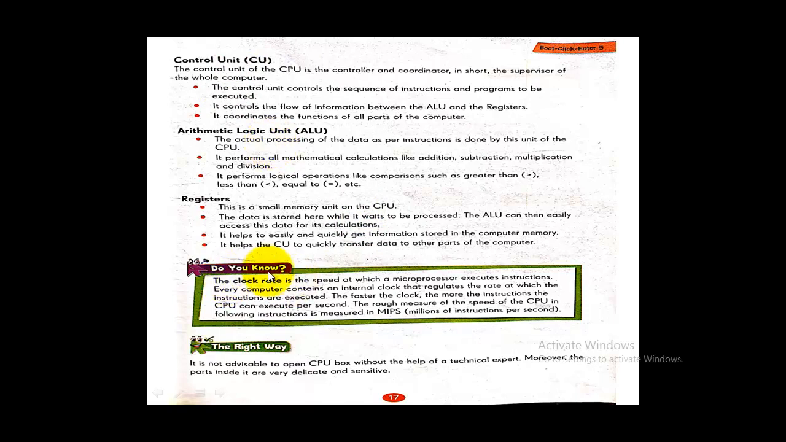Now, do you know the clock rate is the speed at which a microprocessor executes instructions? Every computer contains an internal clock that regulates the rate at which the instructions are executed. The faster the clock, the more instructions the CPU can execute per second. The rough measure of the speed of the CPU in instructions is measured in MIPS, millions of instructions per second.